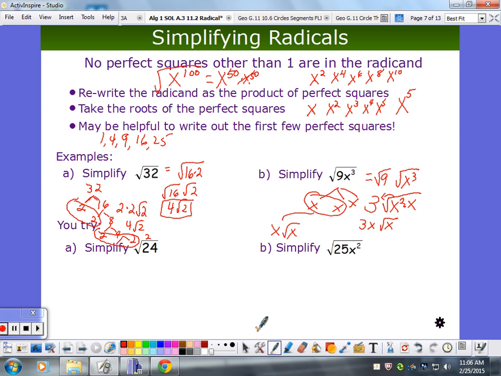Why does the 9 go out? Okay, the 9 is separate. Remember this thing? a times b, right? That's this times this. So that's what I did here. I said square root of 9 times square root of x cubed. And you kind of solve them separately. What's the square root of 9?